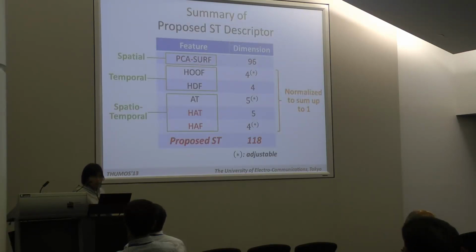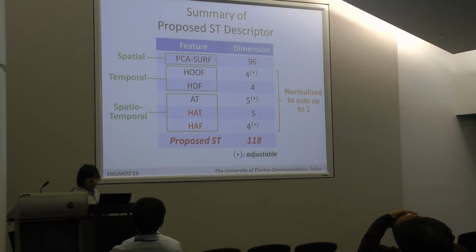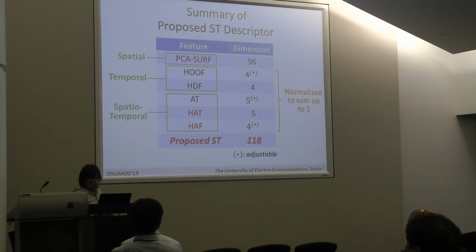So this is a summary of our proposed descriptors. It's a combination of the following descriptors. For HOF, AT, and AF, the dimension can change according to the length of the frame set, and except for PCA itself, all of them are normalized to sum to 1 again. The final descriptor is a 180 dimensional vector.